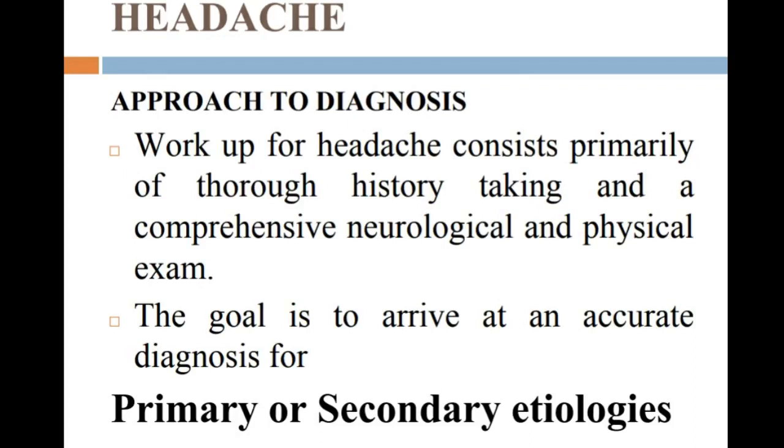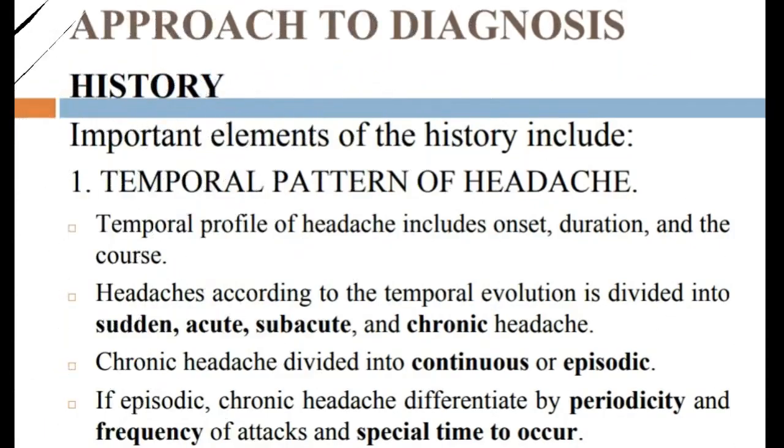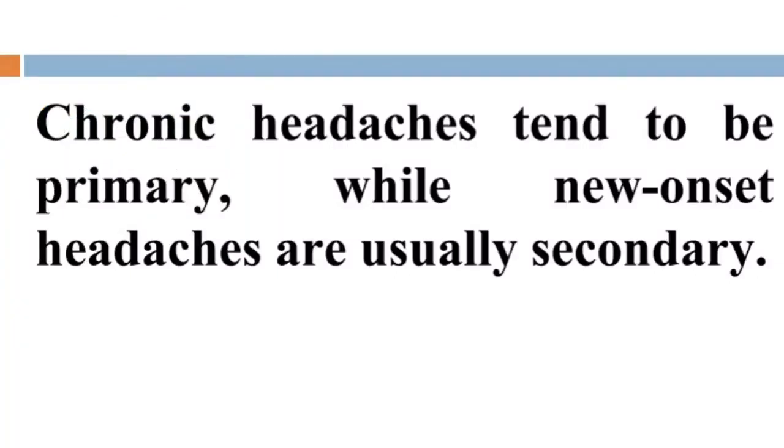Approach to diagnosis. Our goal is to arrive at an accurate diagnosis for primary or secondary etiologies. History. The important elements of history include, first, the temporal pattern of headache. The temporal profile of the headache includes onset, duration, and the course. Headaches, according to the temporal evolution, are divided into sudden, acute, subacute, and chronic headaches. Actually, the chronic headaches tend to be primary, while new onset headaches are usually secondary.